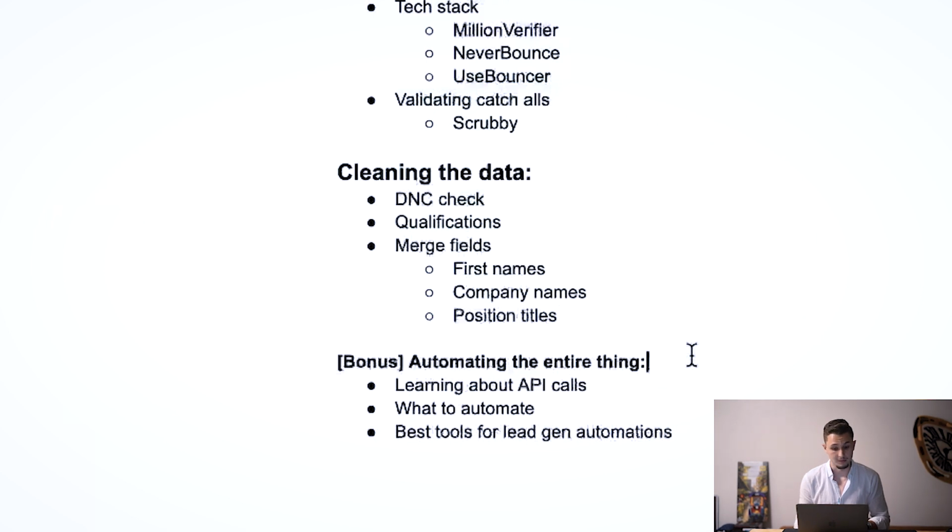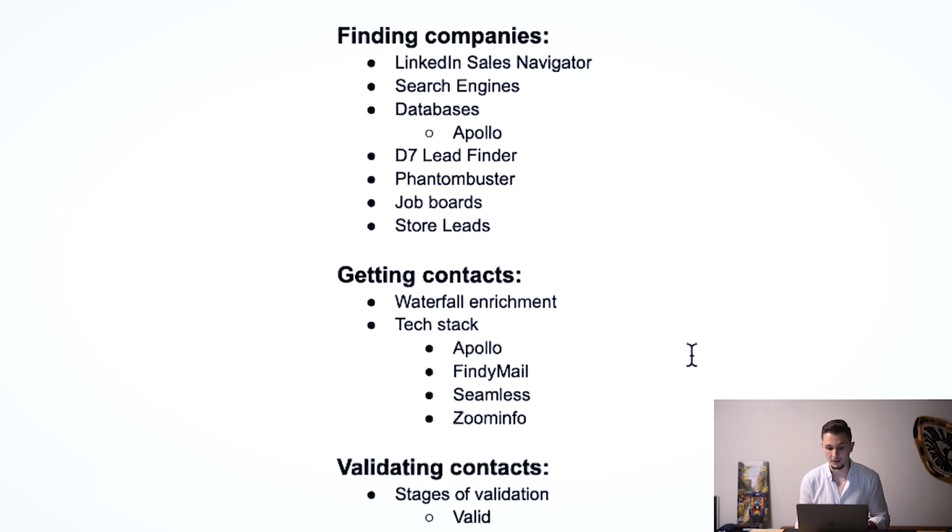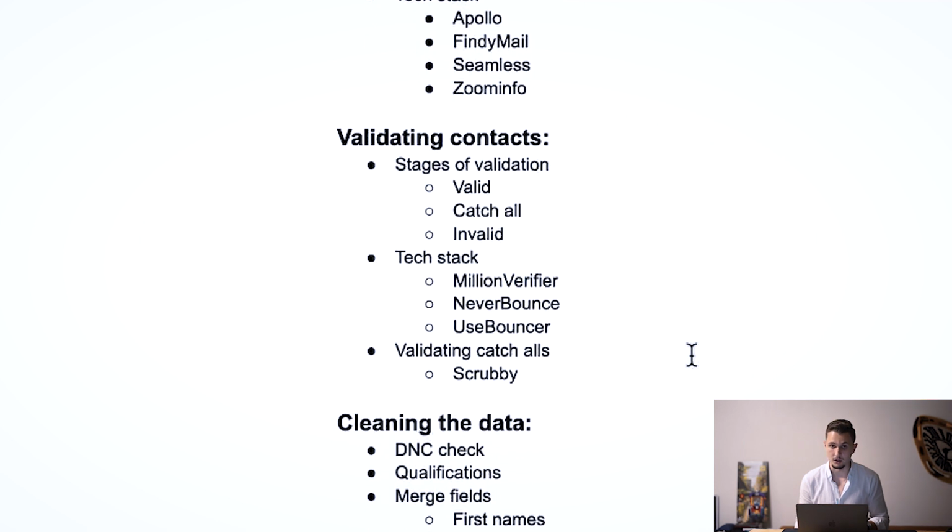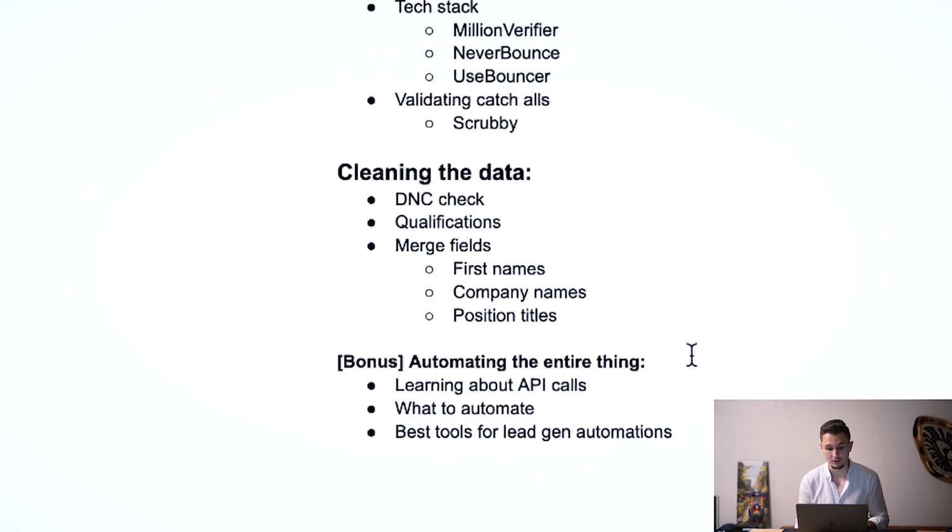What should you automate? Everything. You can literally find companies from automation. You can get contacts from automation. You can validate contacts from automation, and you can clean the data. If you want a video that talks specifically about how to automate this entire thing, let me know in the comments. I'll be happy to record one.